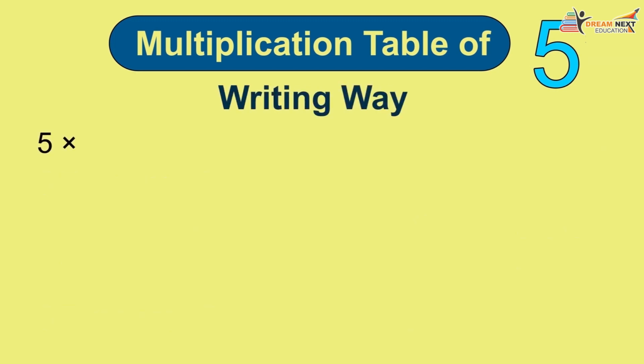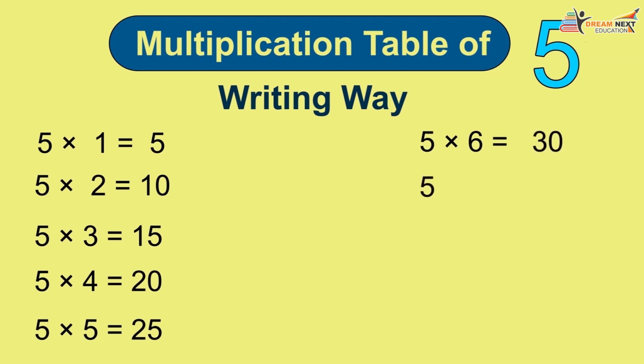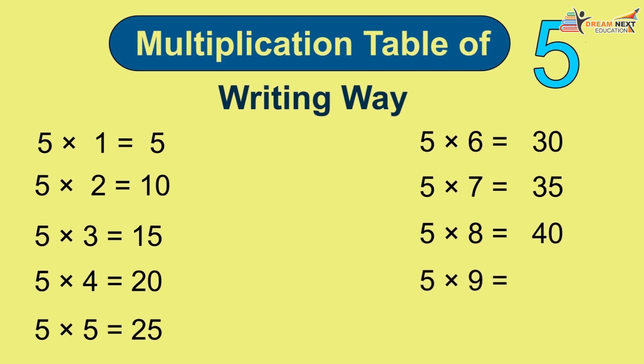Writing way. 5 into 1 is equals to 5. 5 into 2 is equals to 10. 5 into 3 is equals to 15. 5 into 4 is equals to 20. 5 into 5 is equals to 25. 5 into 6 is equals to 30. 5 into 7 is equals to 35. 5 into 8 is equals to 40. 5 into 9 is equals to 45. 5 into 10 is equals to 50.